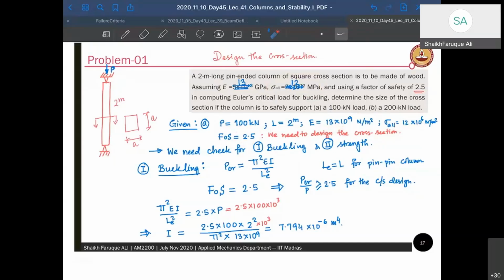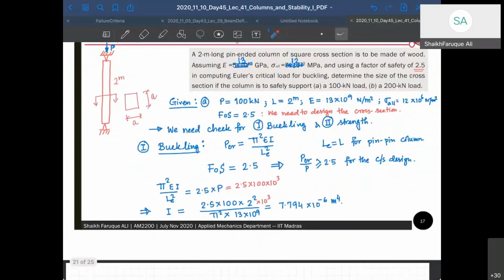So now, first let us start the design from the buckling point, because it has already said critical load for buckling. Let's start from there. So critical load for buckling is going to be, the first mode is going to be the more critical, right? We cannot go to second mode unless there is a support here to go to second mode directly. So you have to do it for first mode. So for first mode, it is pi squared EI by LE squared. Pi is known, E is known, I is not known, LE is known, right? And factor of safety is 2.5. So your PCR by P should be greater than 2.5 for the cross-sectional design.